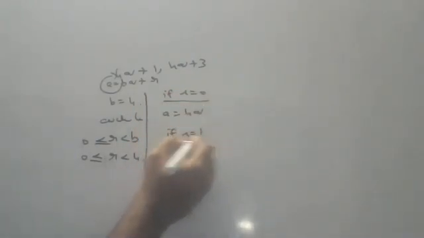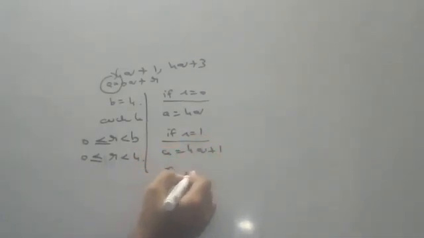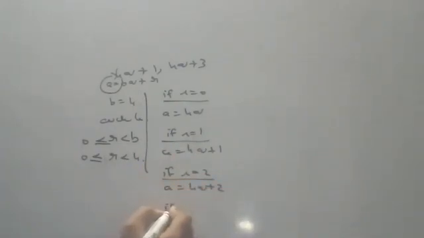If r is equal to 1, what can we write? a is equal to 4q plus 1. If r is equal to 2, what can we write? a is equal to 4q plus 2. If r is equal to 3, what can we write? a is equal to 4q plus 3. If r is equal to 4, it is not possible because the remainder is less than 4, no?